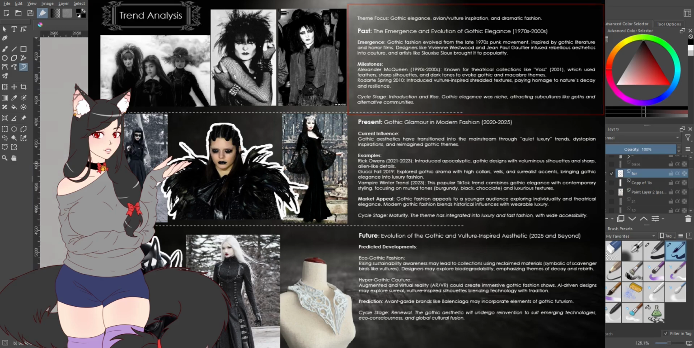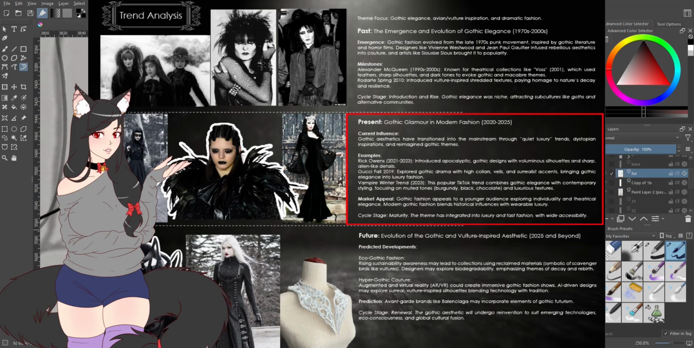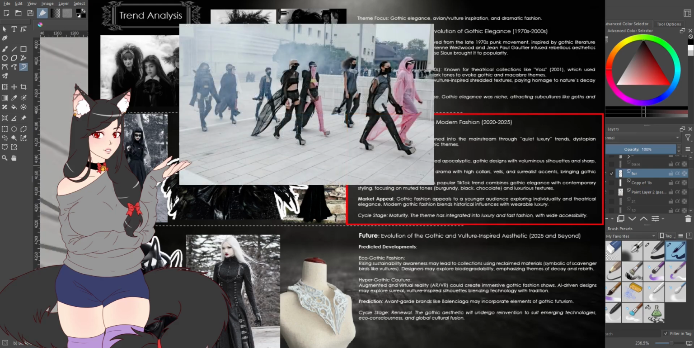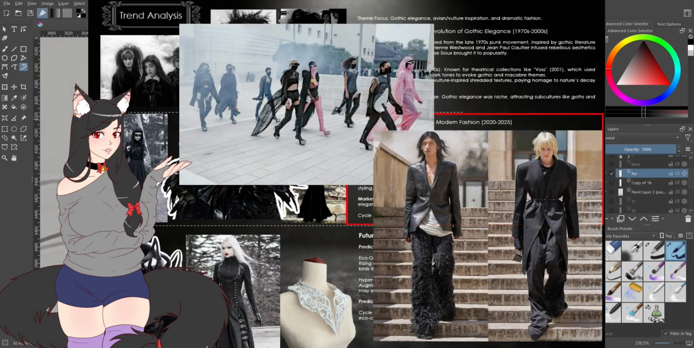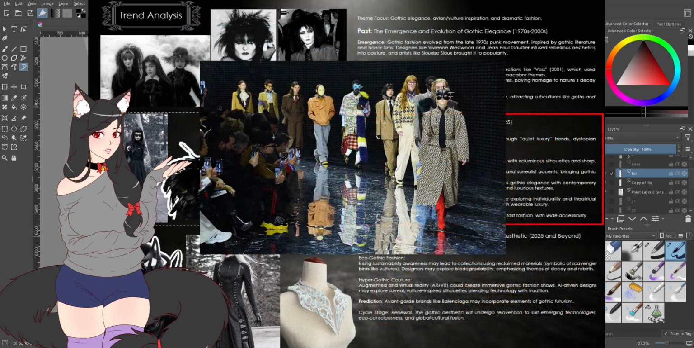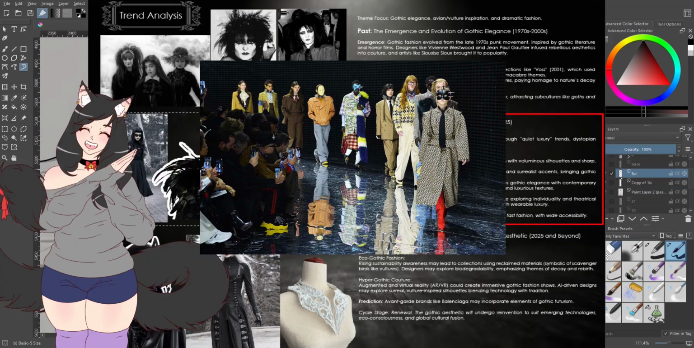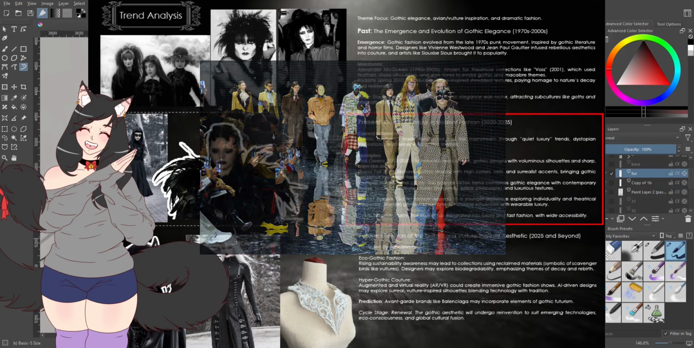Moving on to present, which is Gothic glamour in modern fashion. In the present, Gothic fashion isn't mainstream, but it still has a wide range of popularity. As we can see in Rick Owens' 2021 to 2023 collection, which introduced apocalyptic and Gothic designs, Gucci in fall 2019, which explored Gothic drama with high collars, veils, surrealist accents, bringing Gothic elegance into luxury.